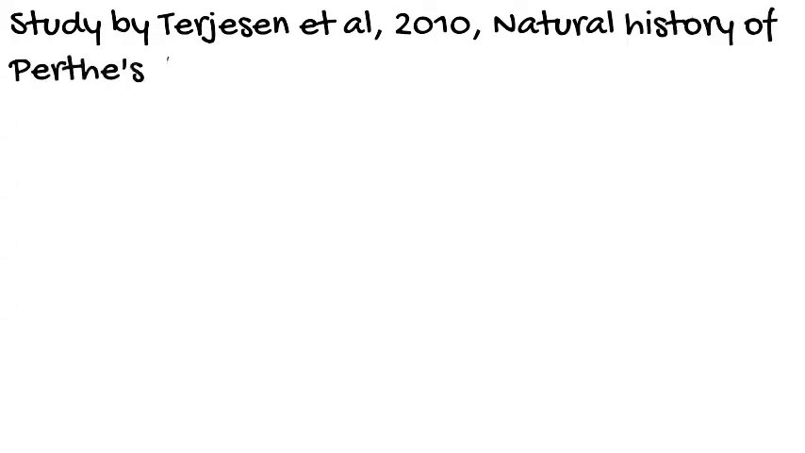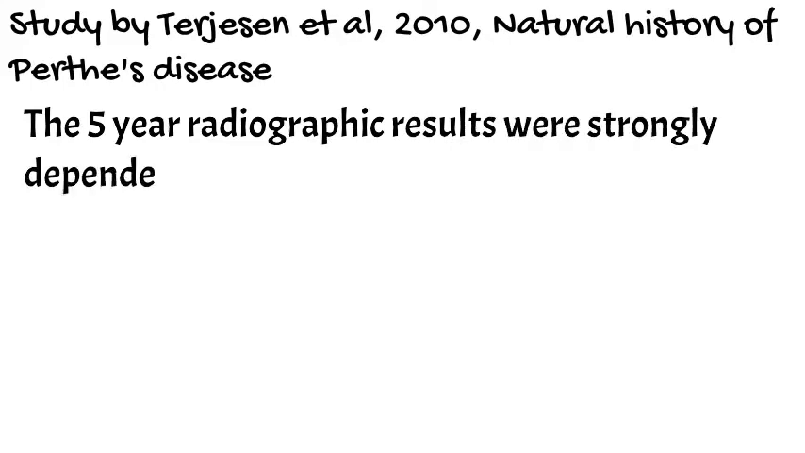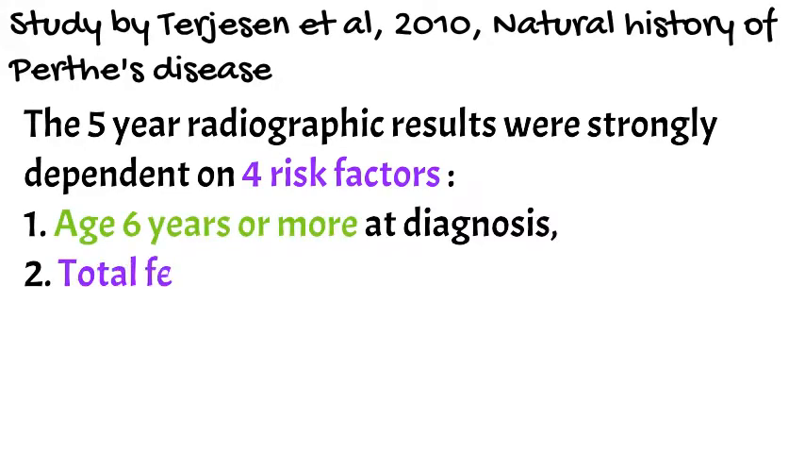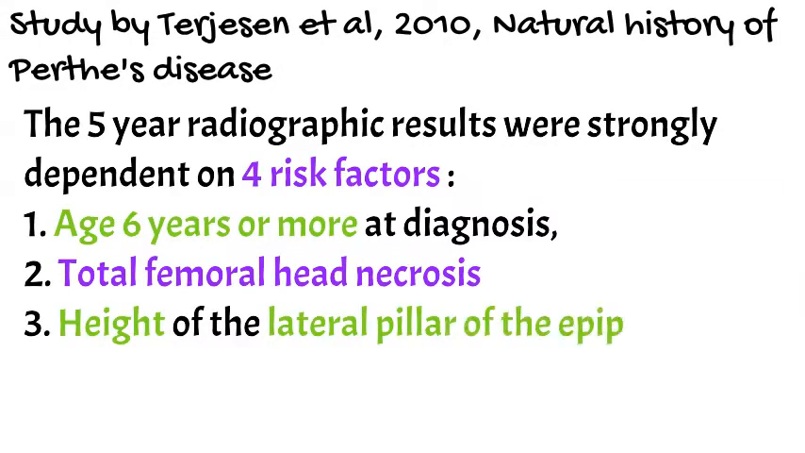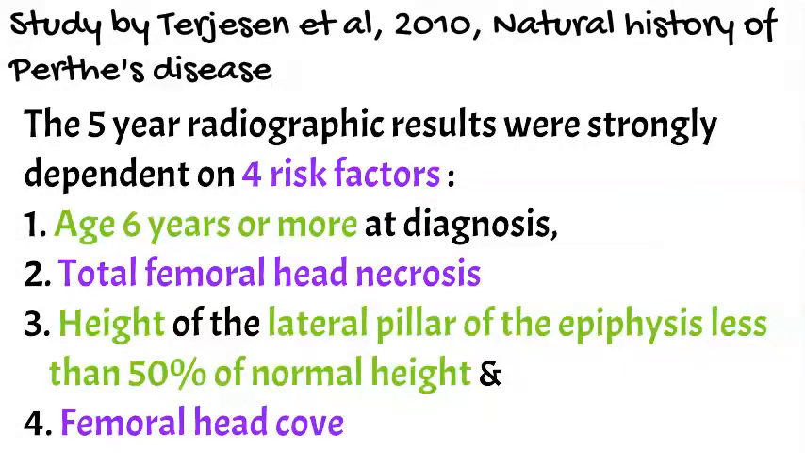Study by Herring et al., 2010, for the natural history of Perthes disease. The 5-year radiographic results were strongly dependent on 4 risk factors. 1. Age 6 years or more at diagnosis. 2. Total femoral head necrosis. 3. Height of the lateral pillar of the epiphysis less than 50% of normal height. And 4. Femoral head cover less than 80%.